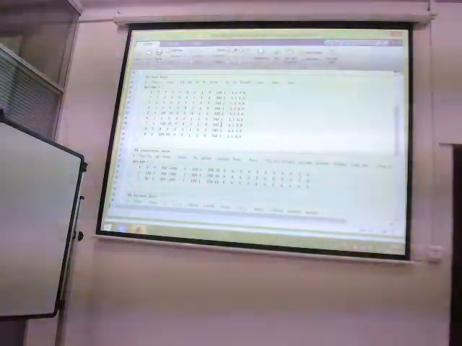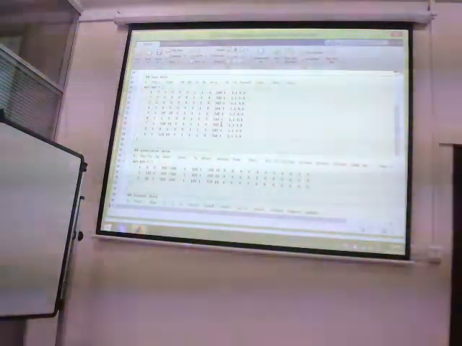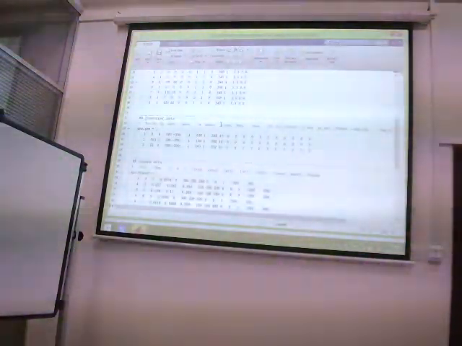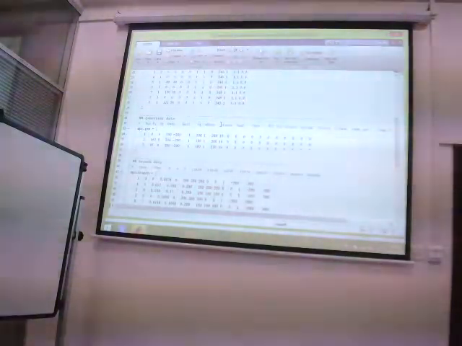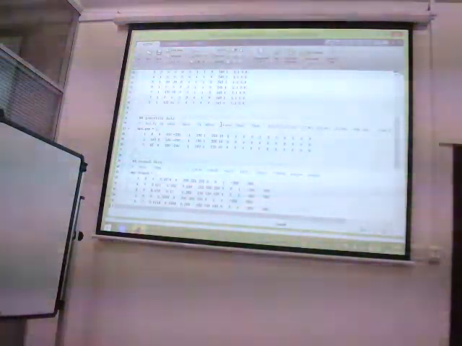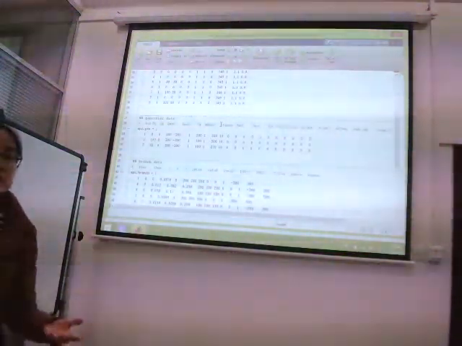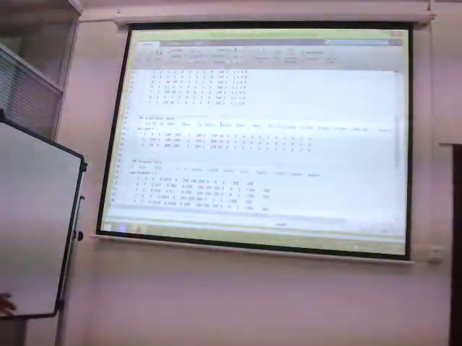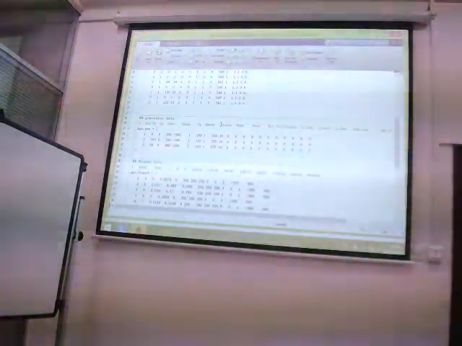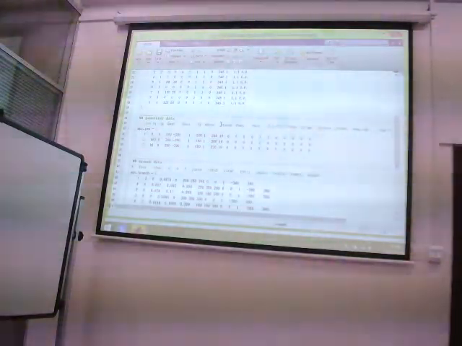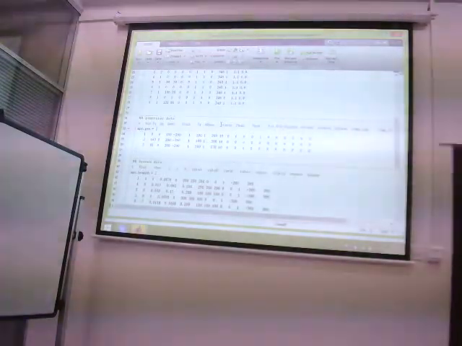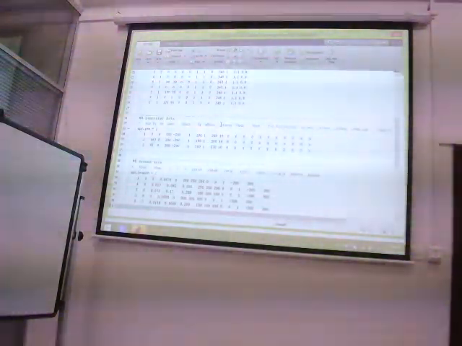Now let's look at the generator data. For the 9-bus system, we have 3 generators: generator 1, generator 2, and generator 3. For each generator, we have a different capacity, the maximum generation and the minimum generation. For bus 2 the maximum generation is 167, and for bus 3 it is 85. Now this is the different data.